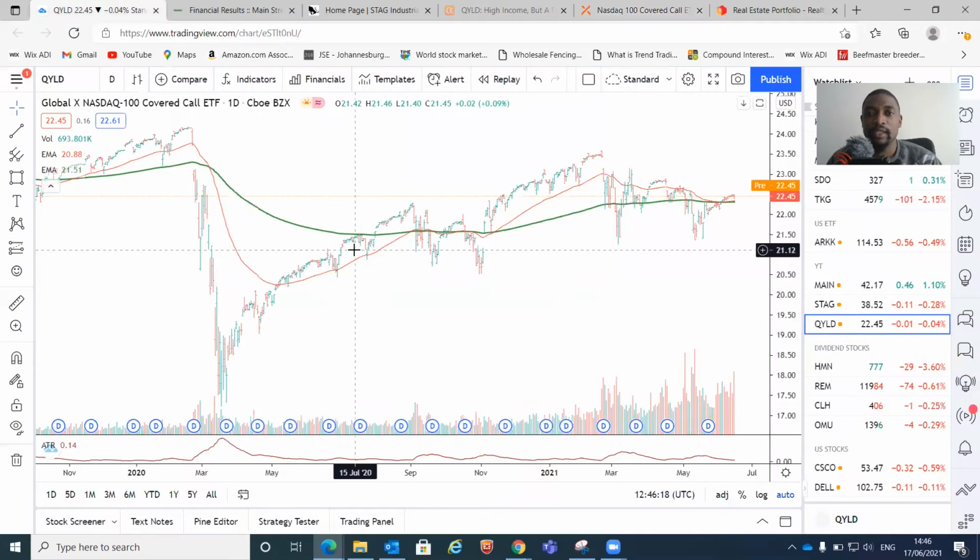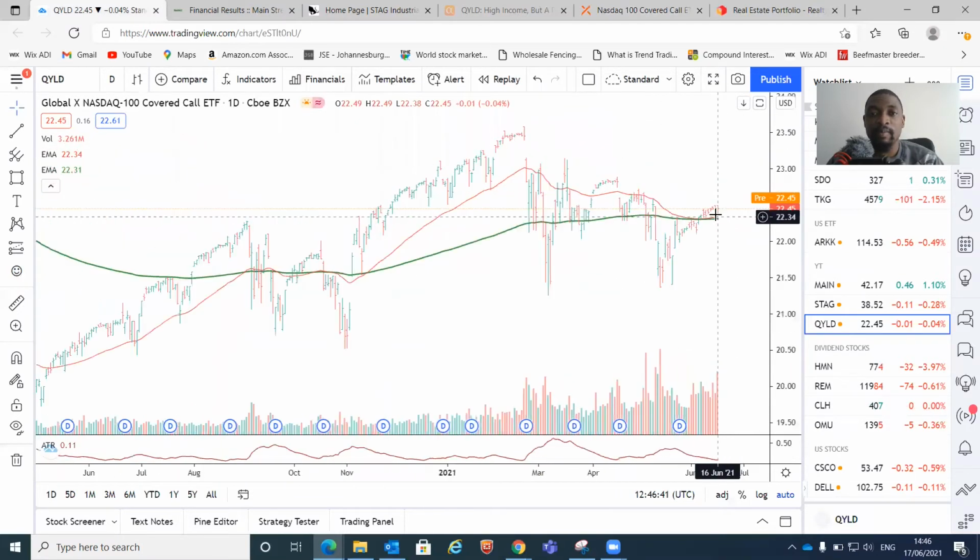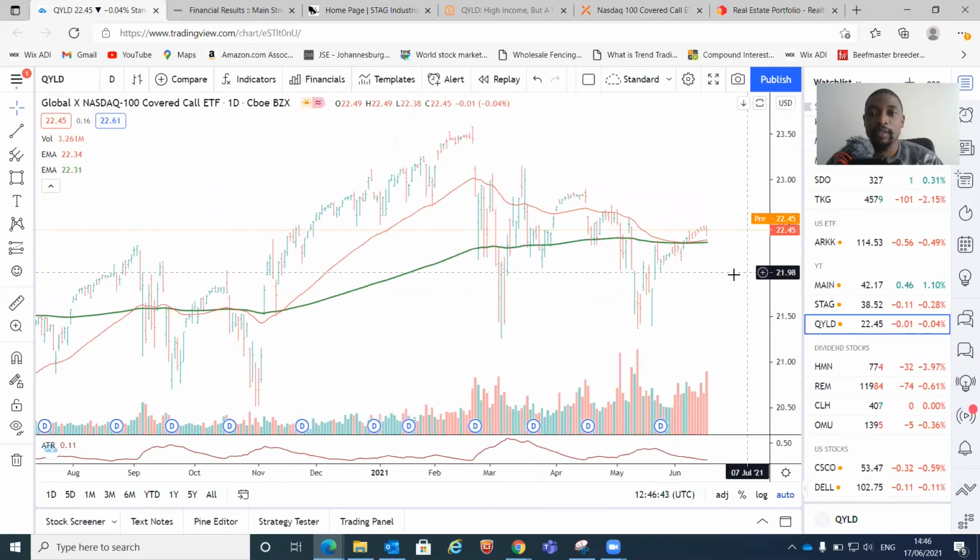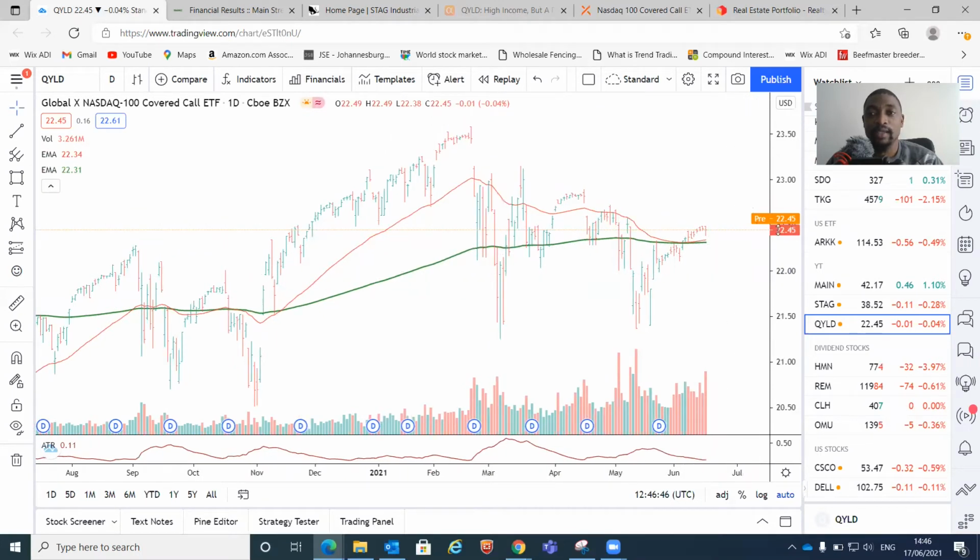When you look at the chart, we are not necessarily looking for growth, but we want to ensure that whenever we buy, the price is at least above the 200-day exponential moving average, meaning that we have a bullish bias on the ETF. The green line is the 200-day exponential moving average. Currently, the price is above it. The current price is $22.45. That is pre-market, as I'm recording this video just before the market opens.